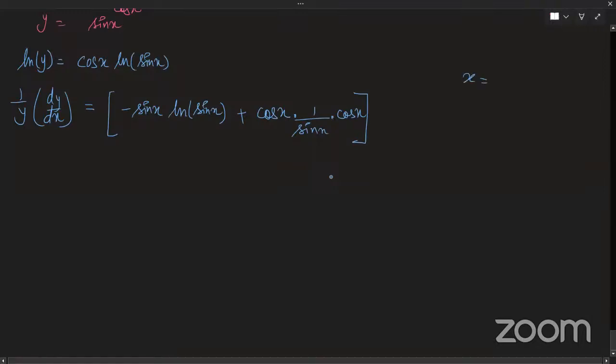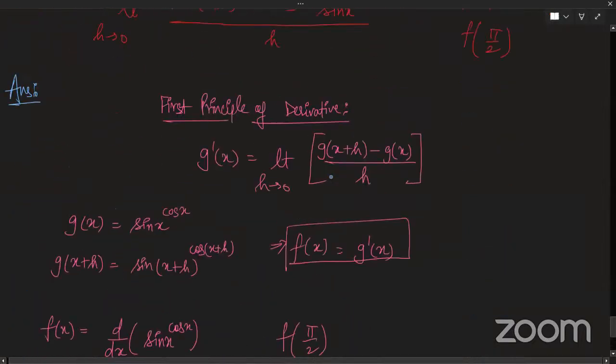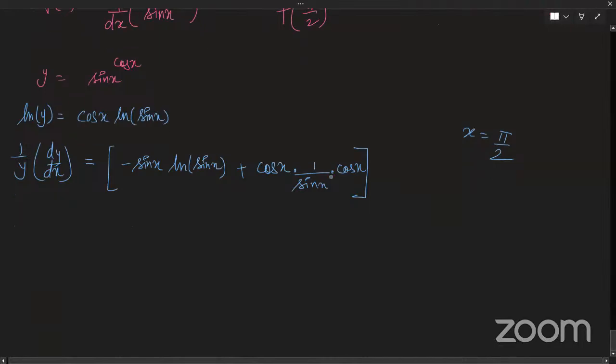Now it has been told to you that your value of x is pi by 2. So over here, I need to find dy by dx. So I would need to find the value of y also. So if x is equal to pi by 2, what will be your value of y?